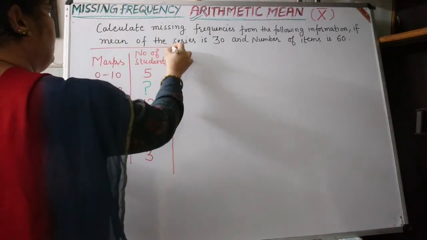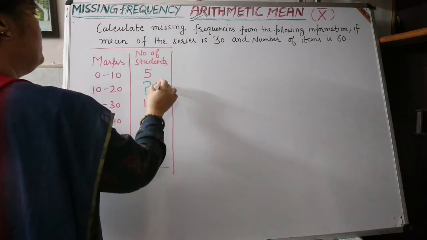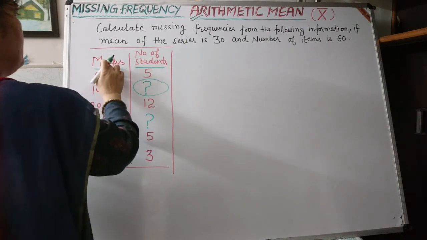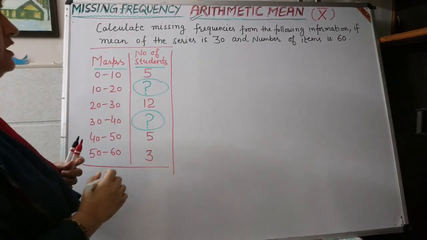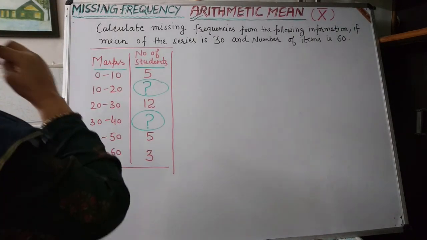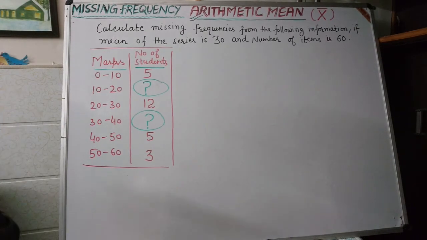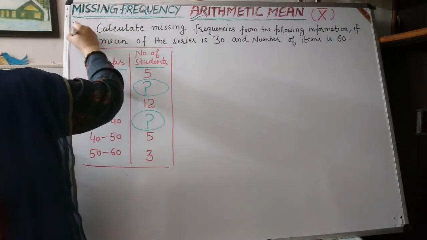Here a statement is given, and in this statement two values are missing in the frequency. These are the marks and these are the number of students, and two frequencies are missing and we have to find out those missing frequencies. So now let us start the calculation of missing frequency.